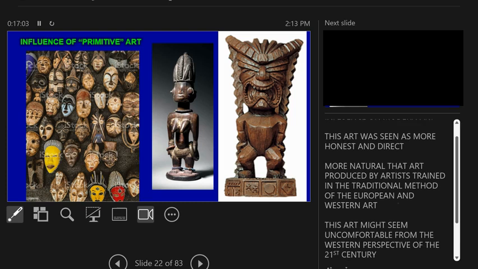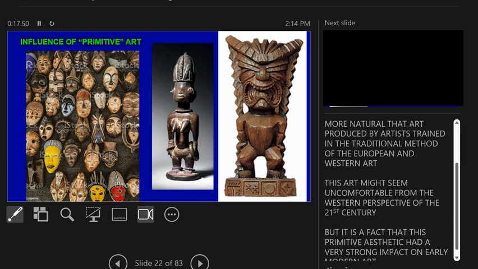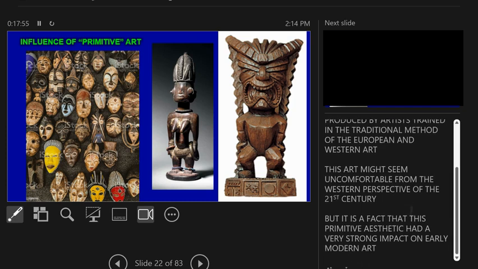So this art was seen as more honest and direct. If you think about it, the artists that are being trained in Europe are being trained by the academy. They're being trained what to paint and how to paint, and it's not as honest. These artists that are being trained by the academy, their creativity is a little bit stifled because they have to paint a certain way in order to get their artwork in the salon. So here's something totally new and fresh. And if artists start working this way, they're totally free of the academy. It's more natural than art produced by artists trained in the traditional method of Europe and Western art.